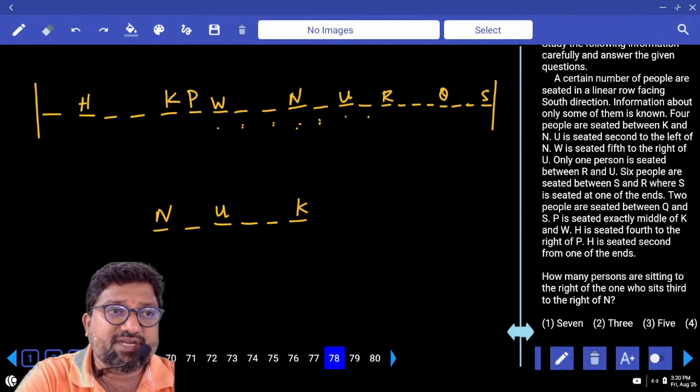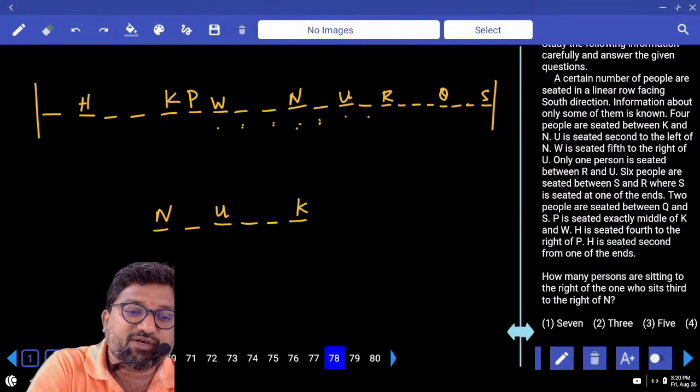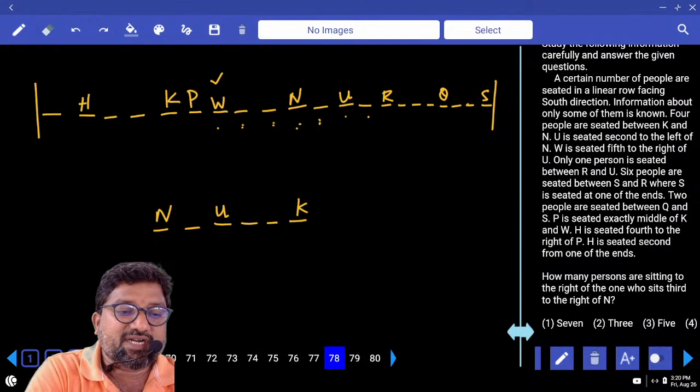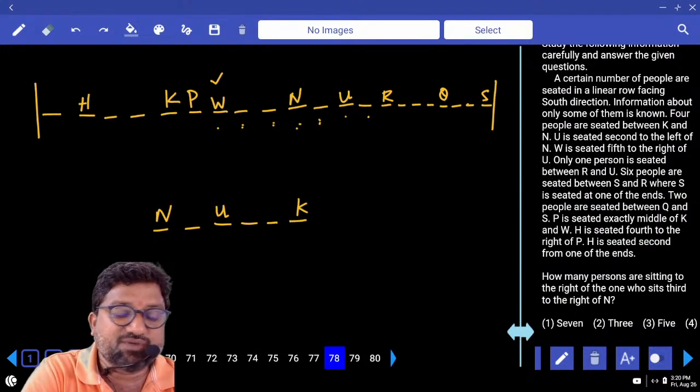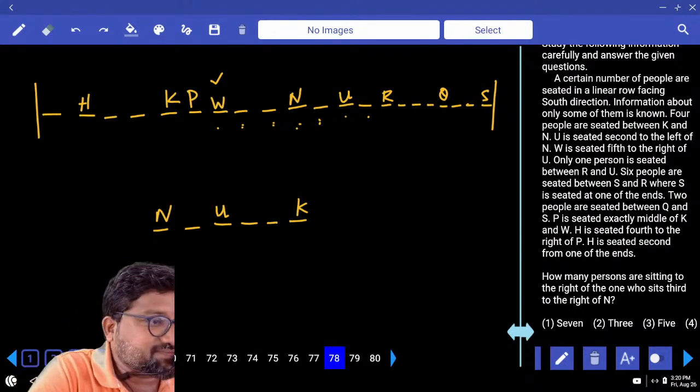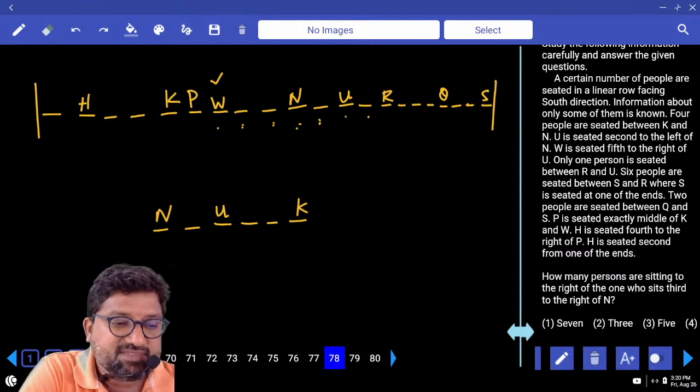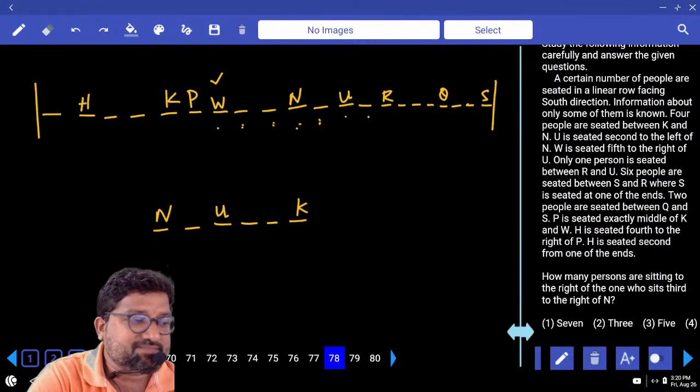How many persons are sitting to the right of the one who sits third to the right of N? Who is third to the right of N? W. Right of W means our left. 1, 2, 3, 4, 5. 6. Is this clear?